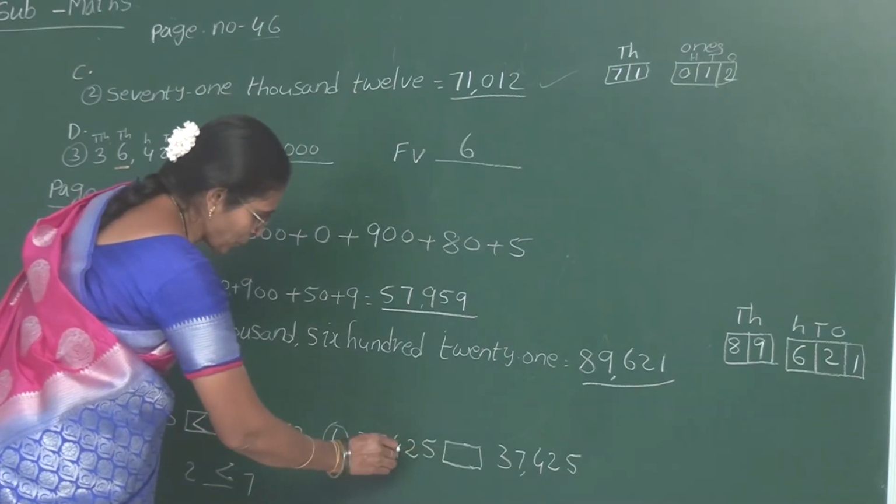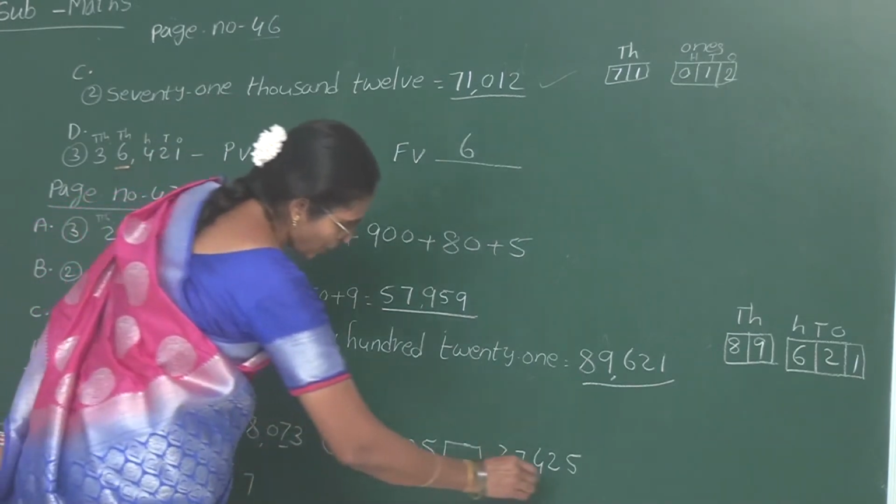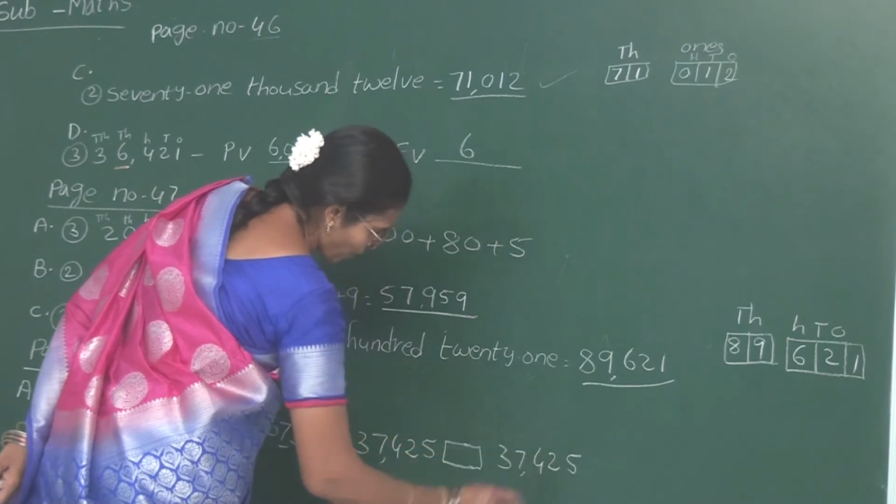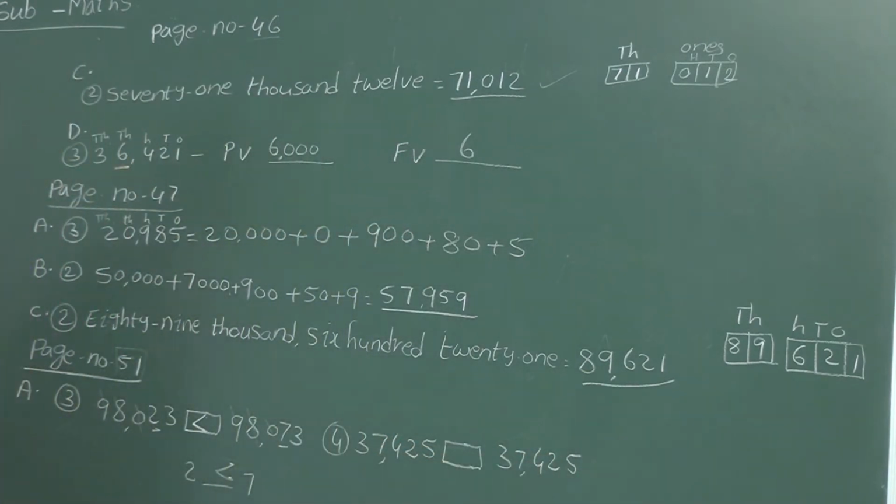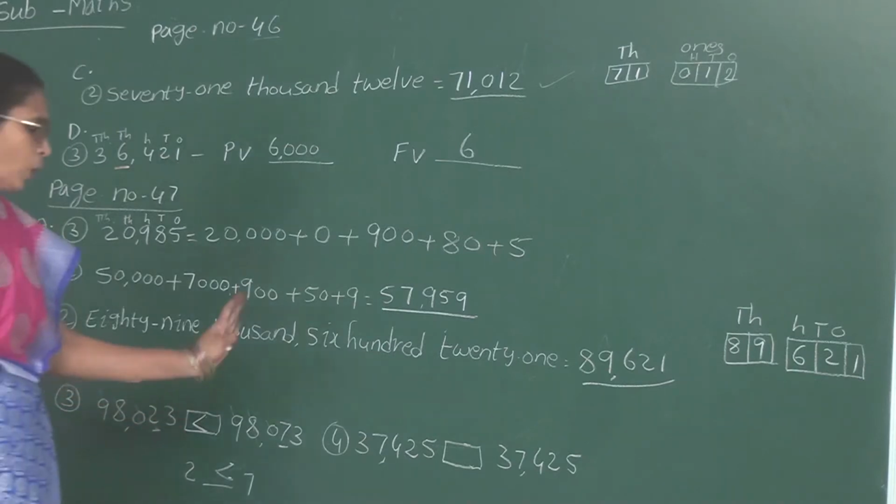1, 2, 3, 4, 5. And here also 1, 2, 3, 4, 5. Both are having the same digits only, 5 digit numbers. Both are 5 digit numbers only. Then what do we want to do? Compare from left to right.